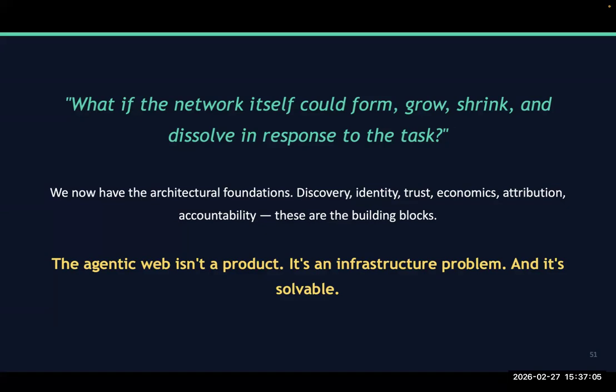And I think what's important to think about is the agentic web that we want to work towards. It's not like a product. It's basically an infrastructure problem. And I hope I've convinced you today that it's solvable, right? The pieces are there. There's a lot of really promising work. We just need to keep pushing and start tying it all together and formalizing these things.